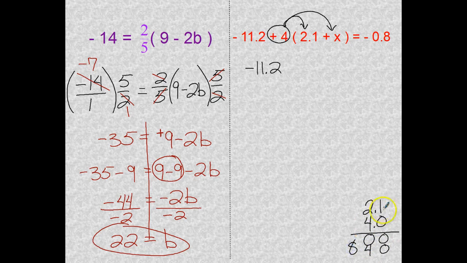So we have 2 decimals, so move it over 2 times. 1, 2, it should be 8 and 4/10. 4 times x is 4x, and negative 8/10.